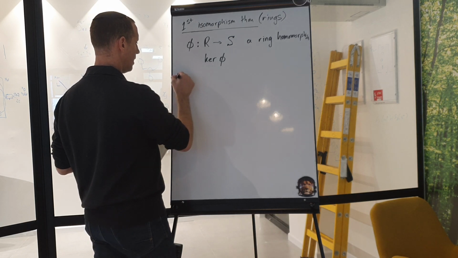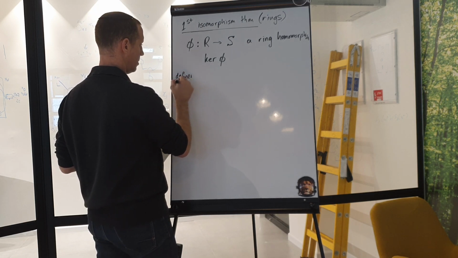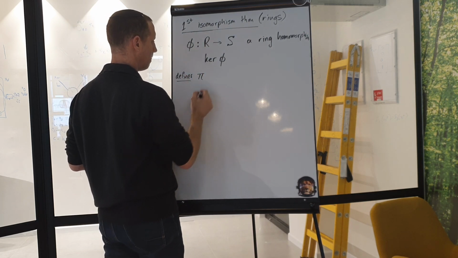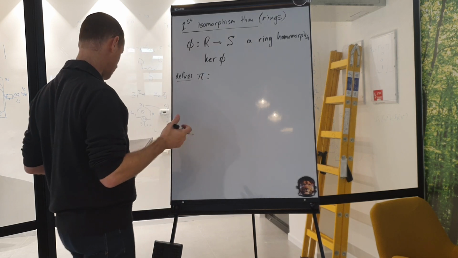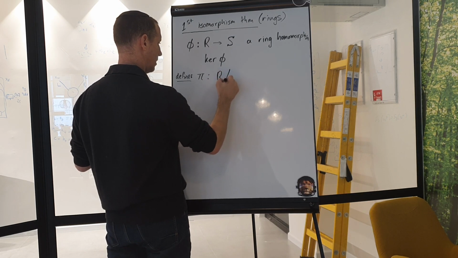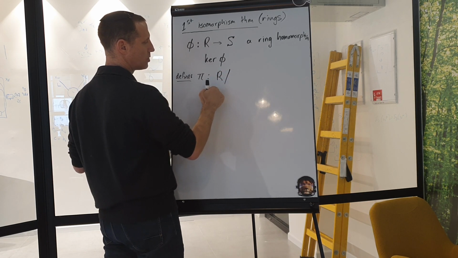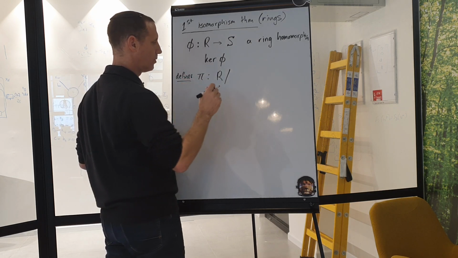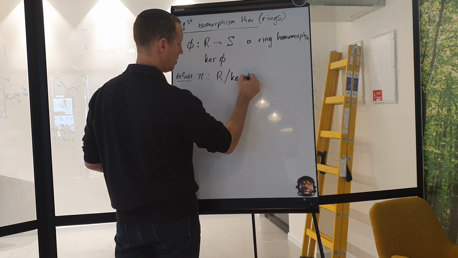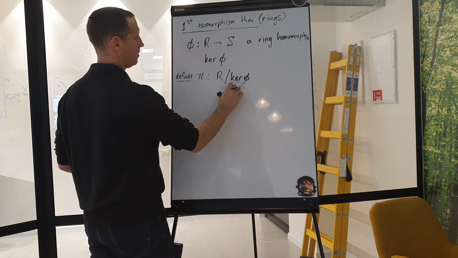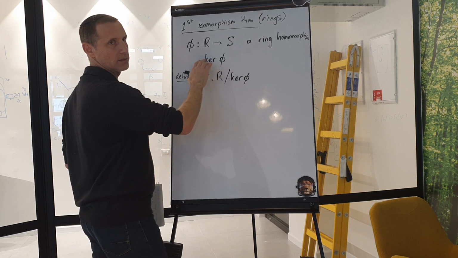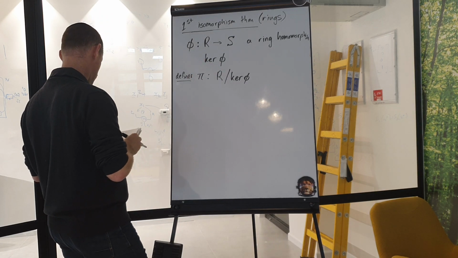Now we're going to define, so we're given these, okay? We're going to define a projection pi, okay? Projection is also a map. It's just a special kind of map that does the following. It takes the quotient ring of R over kernel of phi, okay? So we take R, we essentially partition it according to the kernel of phi.